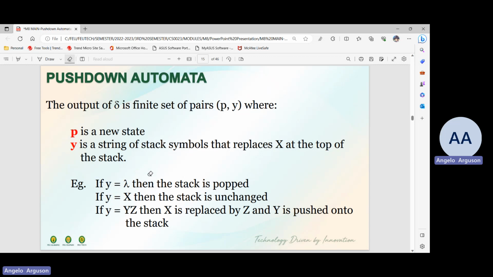Let's say, for example, if Y is equal to epsilon or null, then the stack is popped. If Y is equal to X, then the stack is unchanged. Next, if Y is equal to YZ, then X is replaced by Z and Y is pushed onto the stack.